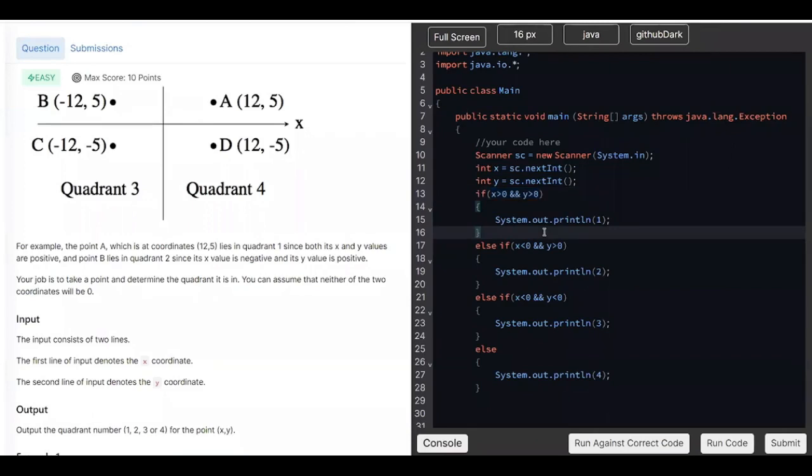ऐसा हो ही नहीं सकता है. A point will either be in quadrant 1 or 2 or 3 or 4. It cannot lie in both the quadrants, right? So this is looking fine.